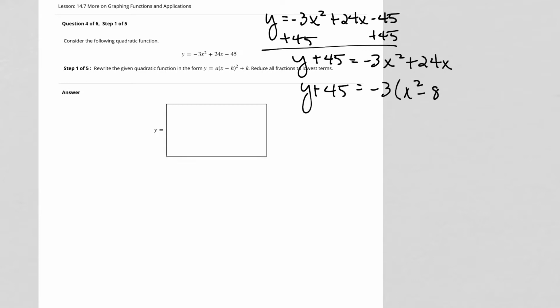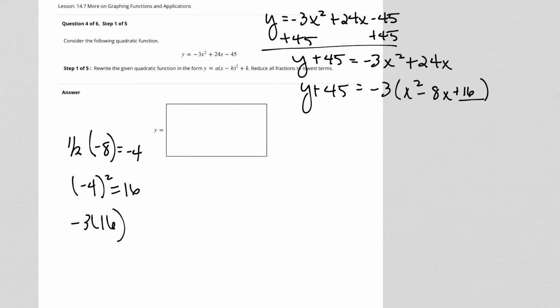minus 8x. I'm leaving a space there. When we complete the square, we take 1/2 times negative 8, which is negative 4. Negative 4 squared is 16. So here it's going to be plus 16. But what I add to the other side is going to have to be negative 3 times 16, because I would distribute that negative 3. Negative 3 times 16 is negative 48.